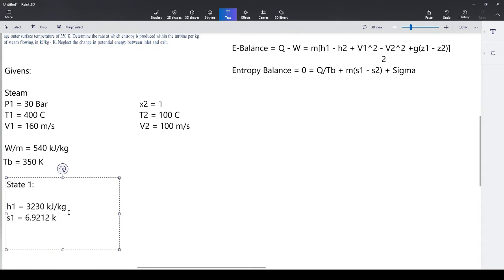6.9212, and this is kilojoules per kilogram. Okay, so state 1 is there. Now we need to find state 2's properties. So now state 2. What do we know about state 2?